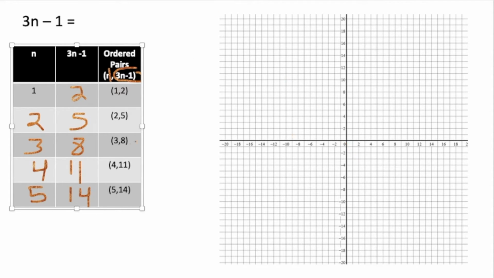So obviously, if I'm looking at this, I am going to be working in quadrant 1 because both x and y are positive. So I count over 1, and then I count up to right there. I count over 2, and then I count up 5. I count over 3, and then I count up 8. I count over 4, and I go to 11. I count over 5 and up to 14, right there.